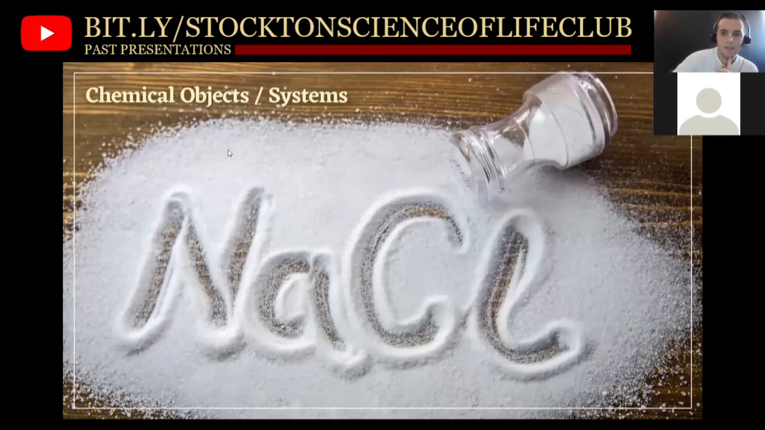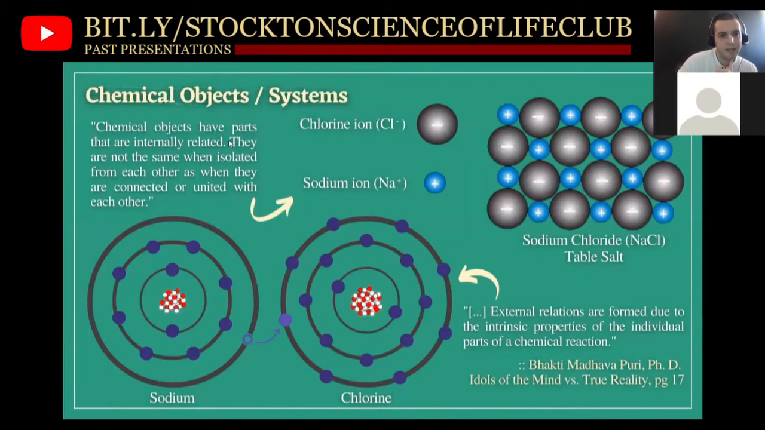So, chemical objects and systems. Chemical objects have parts that are internally related. They are not the same when isolated from each other as when they are connected or united with each other. To demonstrate that, chlorine and sodium are two elements. They have their own identity as elements, whether or not they're apart, united as salt. However, when they are united as salt, they completely change. It's not that it's still sodium and chlorine as they existed independently. They completely transform. That's why it's a chemical reaction. Chlorine and sodium completely transform, and now it's a whole new substance called salt.